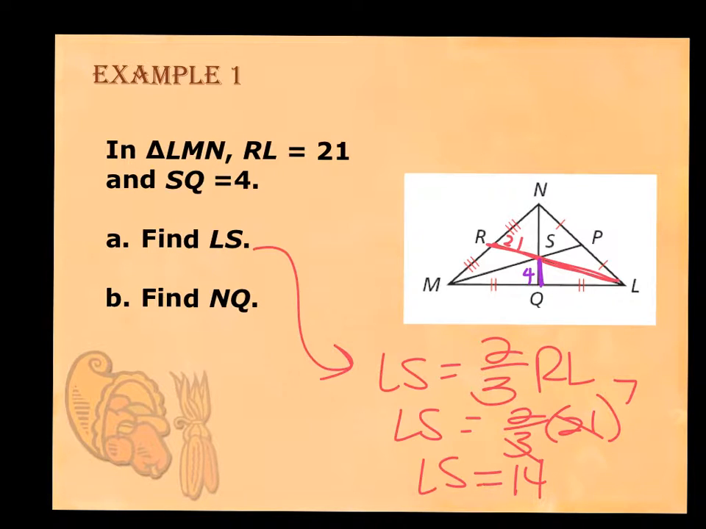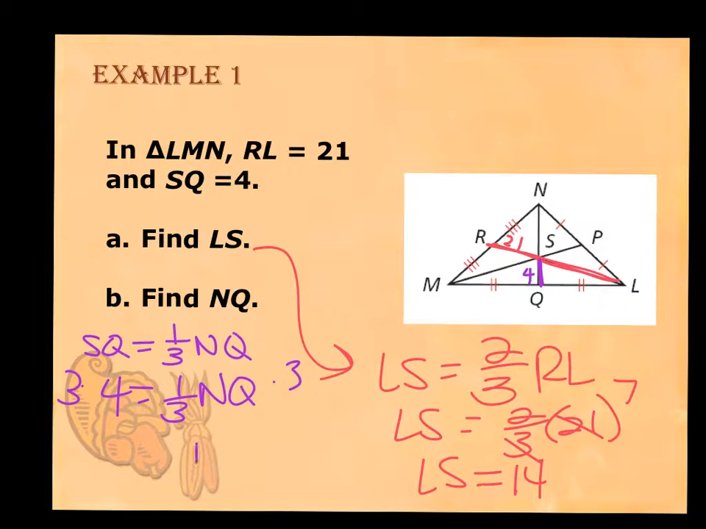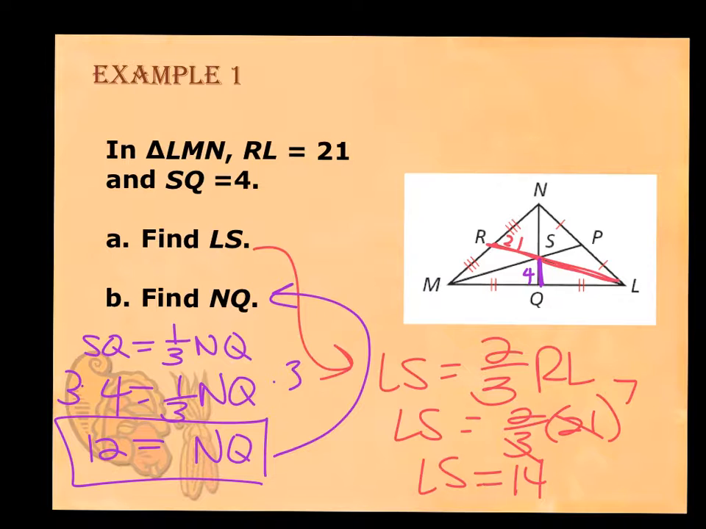And then NQ. So this time I've got SQ, which is which portion of that median? The 1/3. So SQ equals 1/3 of NQ. How can I find NQ? Yep. Good, multiply times 3. So if they give you the big part, it's 2/3. If they give you the little part, it's 1/3.